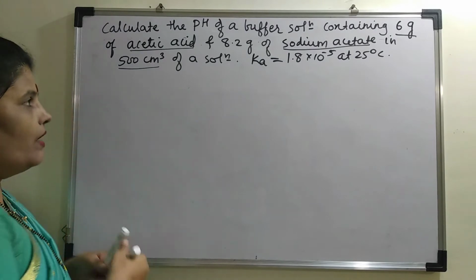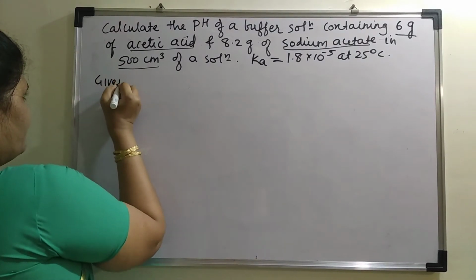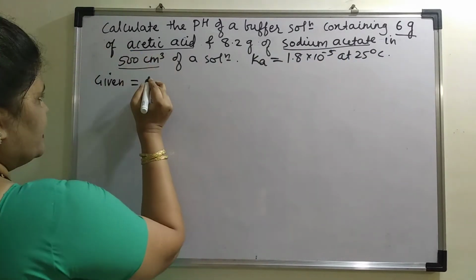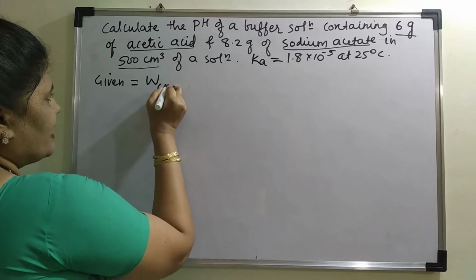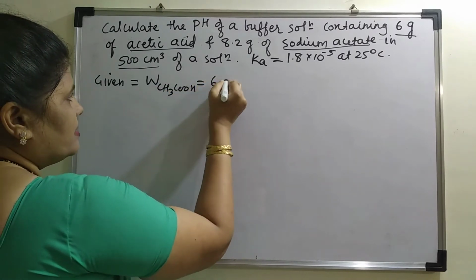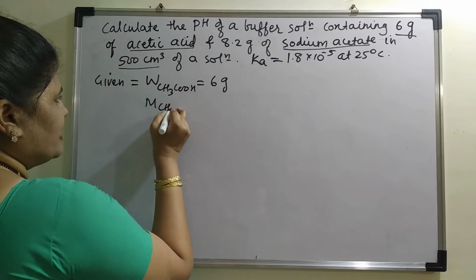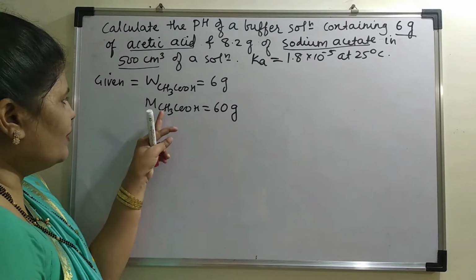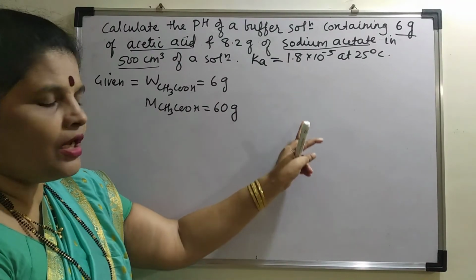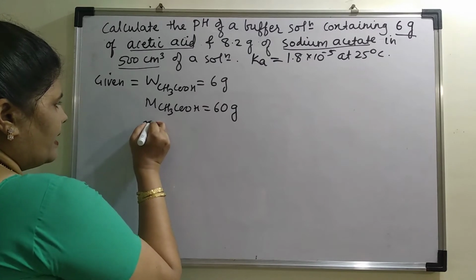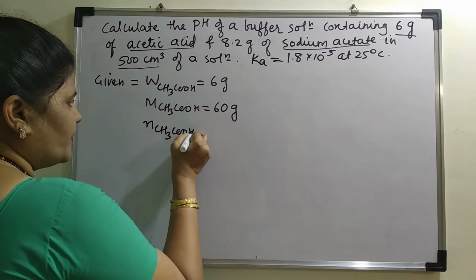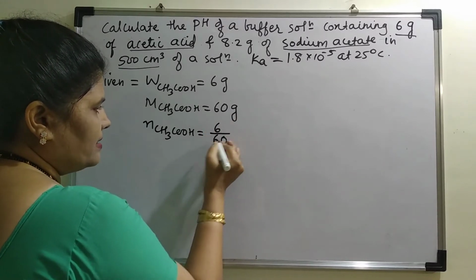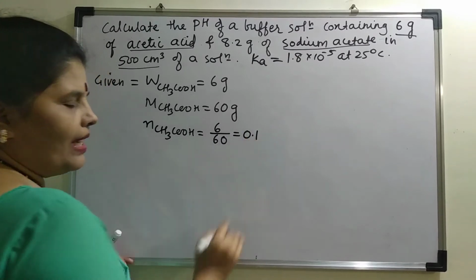So let us first write down what all things are given. Given is, calculate the pH of a buffer solution containing 6 gram of acetic acid. So given mass of acetic acid is 6 gram. I know the molar mass of acetic acid, it is 60 grams. See how I am doing the calculation for the first one. You can do it simultaneously for sodium acetate. So number of moles of acetic acid is given mass, that is 6, upon molar mass, that is 60. So I will get 0.1 mole.